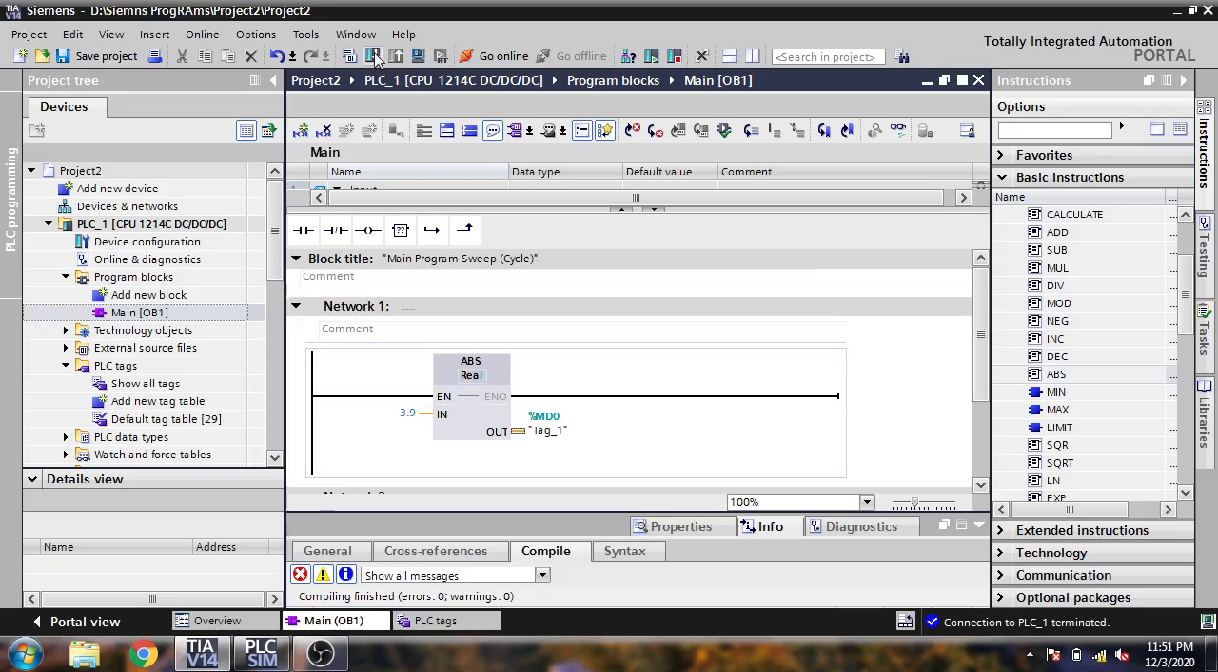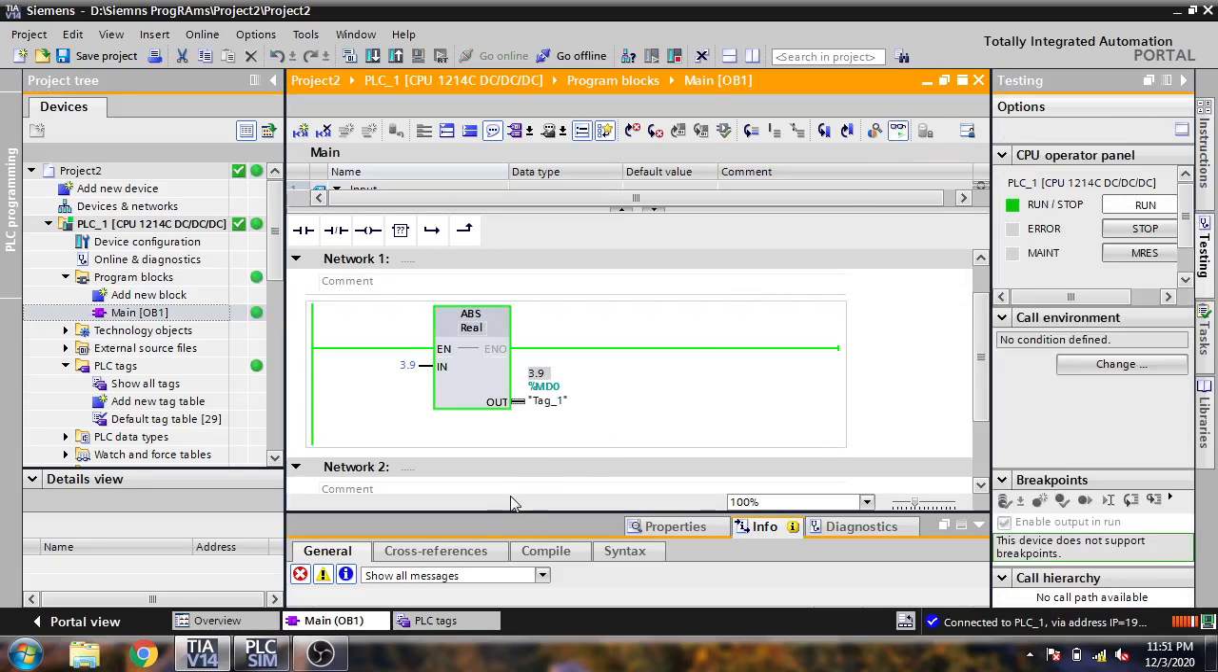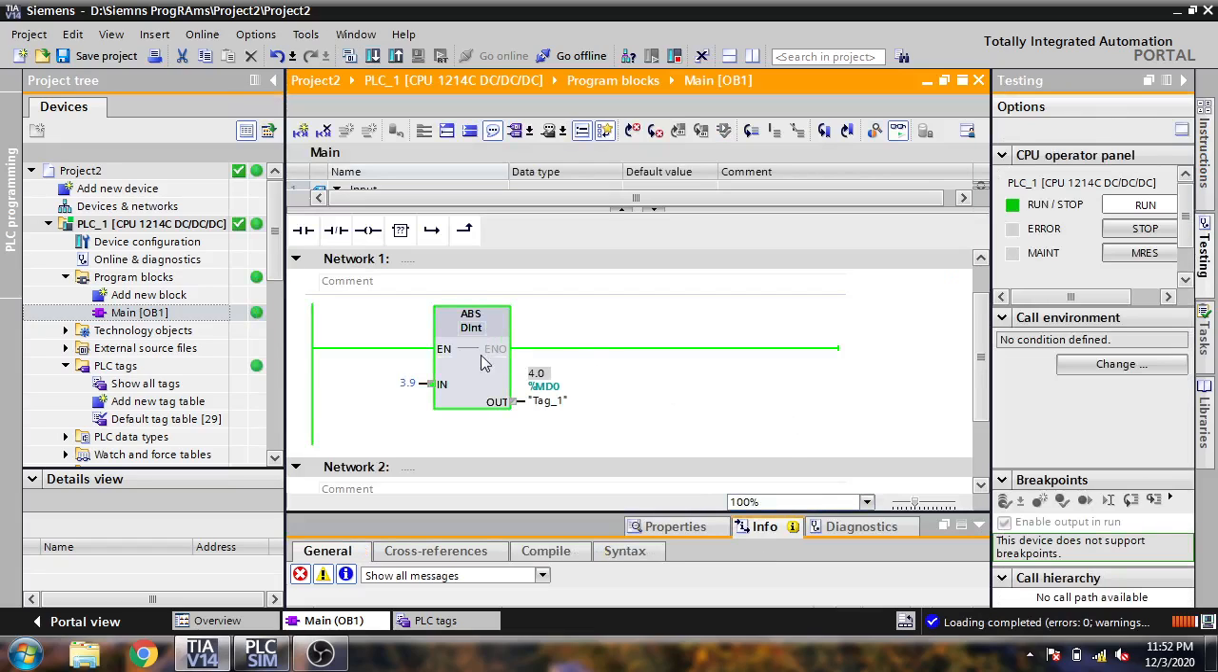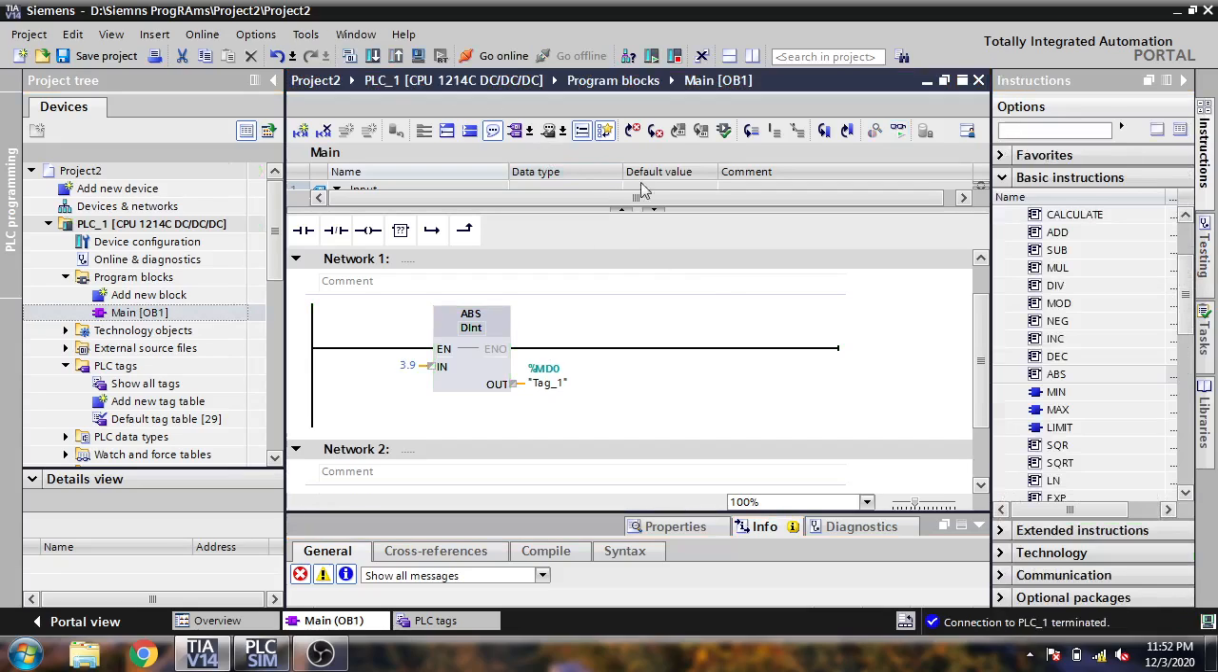So I'm just going to compile that and download it to my PLC. Going online. I think it is not giving us the absolute value. Why will it not convert that? I'm just compiling it and downloading to my PLC again. We will see. Now it will work, 3.9 and convert it to 4.0. So that's how ABS is working in our TIA.